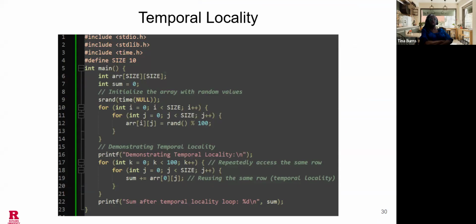Now, with the differences between these two, this top one is going to be the same. You're just doing a bunch of random variables. But if we look at this one, when we demonstrate this temporal locality, notice how k is a variable, and I'm just going to run this loop 100 times. Rather than accessing different components of this 2D array, I'm accessing the same one over and over. So over time, I'm accessing these same particular variables, right?